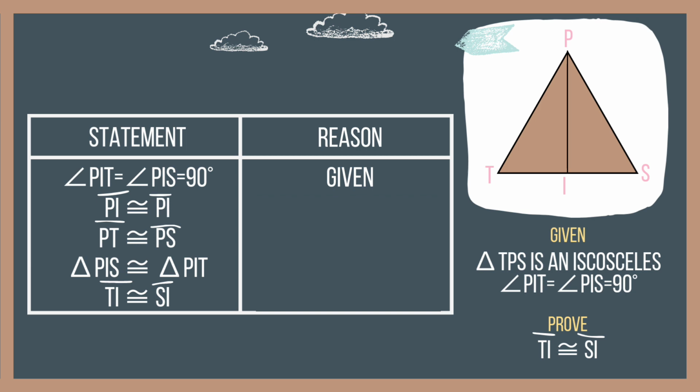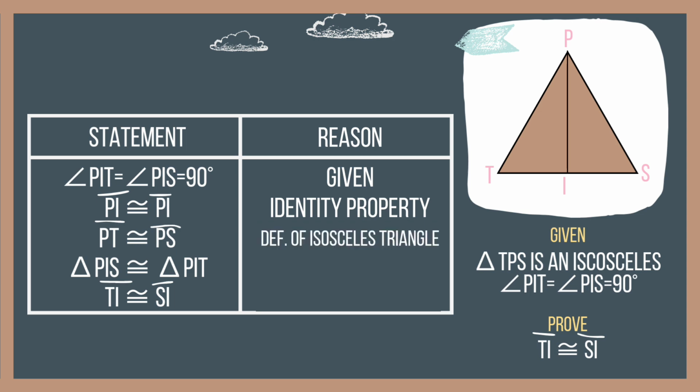Second statement, line segment PI is congruent to line segment PI. The reason is the identity property or reflexive property of congruence. Third statement, line segment PT is congruent to line segment PS. So what do you think is the reason, class? Very good. It is the definition of an isosceles triangle.